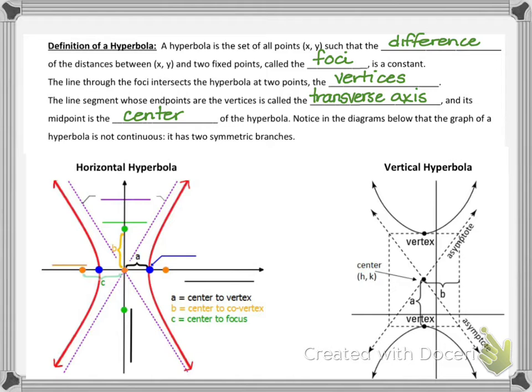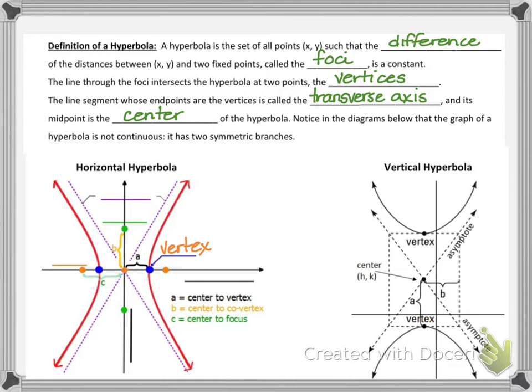Now, to the right and left of the center, in blue dots, you are going to see the points called the vertex points, or the vertices. They're to the right and left of the center when it's horizontal, but if you look over here, the center is right here. They will be above and below because it's a vertical hyperbola.